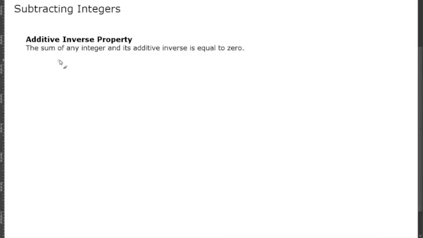So that's saying if we have a number 3, if we add the opposite of 3, which would be negative 3, because the additive inverse of 3 is negative 3, we are going to get 0. Let's try it with 2. We take 2, we add the additive inverse of 2, which is the opposite of 2, negative 2, and that's also going to give us 0.